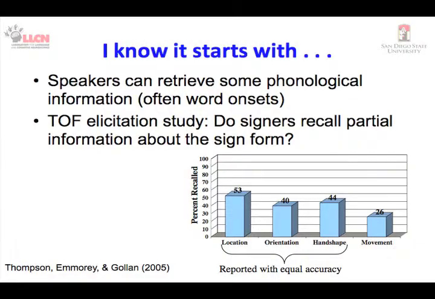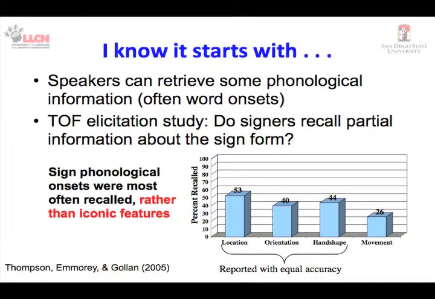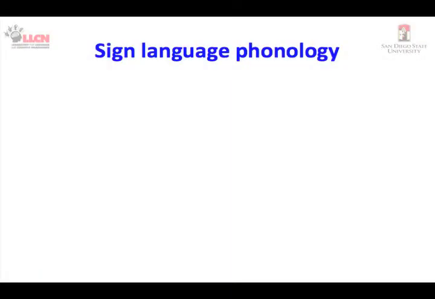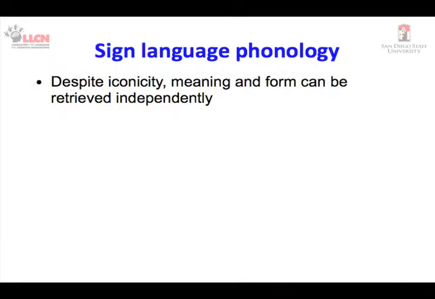And critically, it wasn't the case that iconic features were more retrieved. So if we analyzed whether the hand shape or the location or the movement was particularly iconic in a sign, that didn't predict what was going to be retrieved. So what does this tell us? Basically, it's evidence for sign language phonology, that there's a level of form that's separate from semantics, and that this fundamental distinction isn't affected by the fact that signs often are iconic.